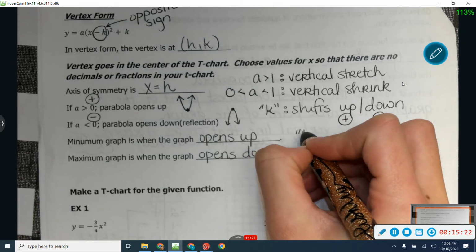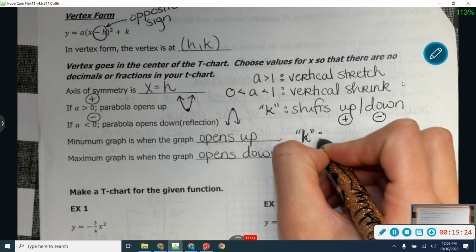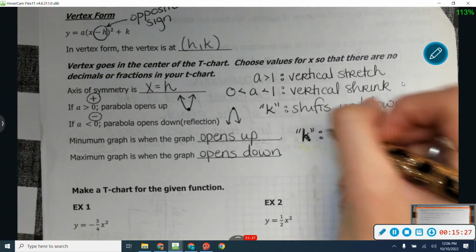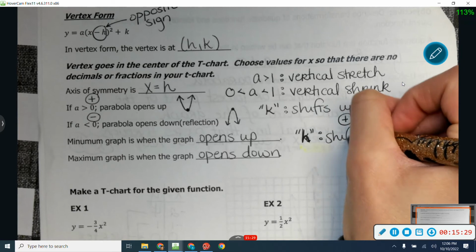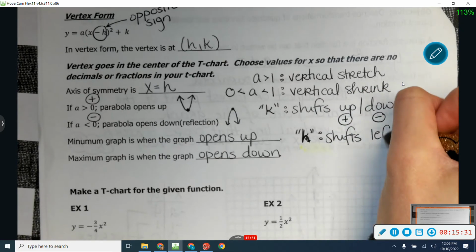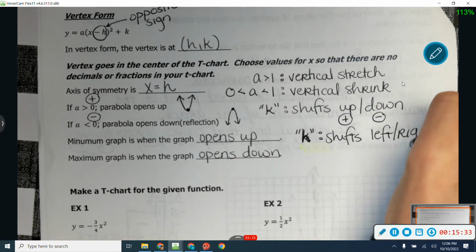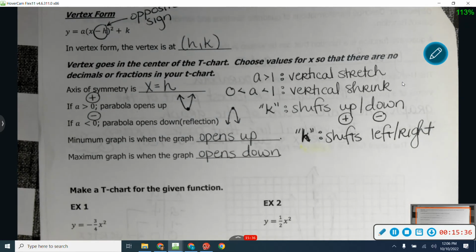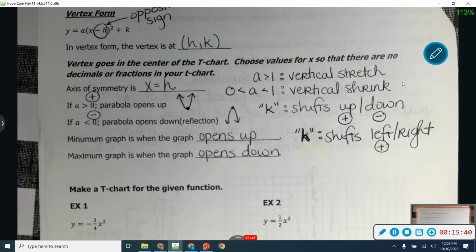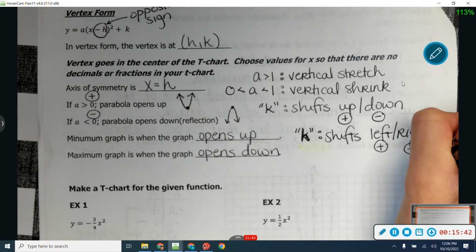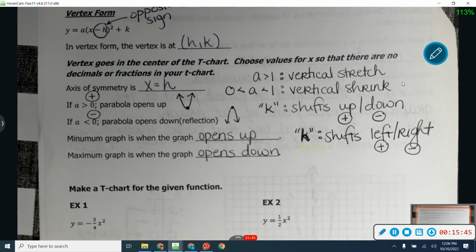Your h, that's an h, shifts it left or right. It's affecting your x. Remember, x is a liar, so if your equation has a plus, you're really going left. If it has a minus, you're really going right. So you have to be careful with your horizontal translations. You good with that? Okay.